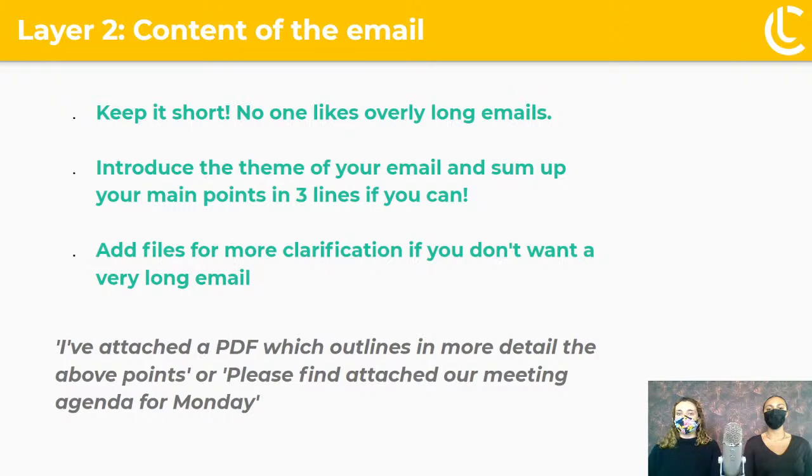No one really likes overly long emails, so get right to the point if you can, as fast as you can. Tip number 2 is to introduce the theme of your email and sum up your main points in about 3 lines if it's possible. And the way to do this is you can always add a file for more clarification if you don't want to have a very long email, for example. So you might say, I've attached a PDF which outlines in more detail the above points, or please find attached our meeting agenda for Monday. So I haven't gone into detail in the email itself, but I've attached a file with that extra information that we need.